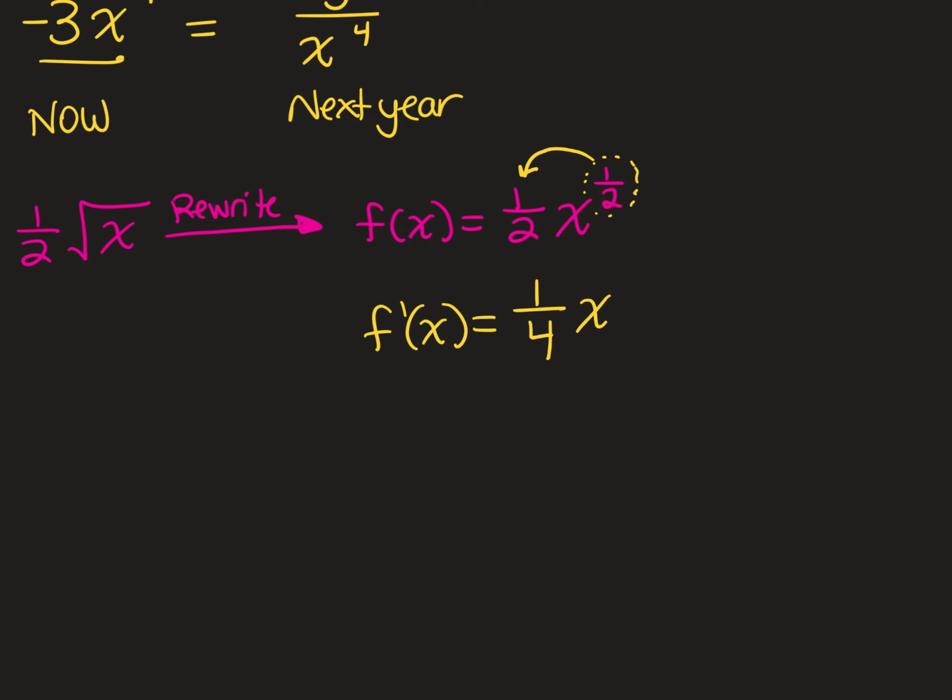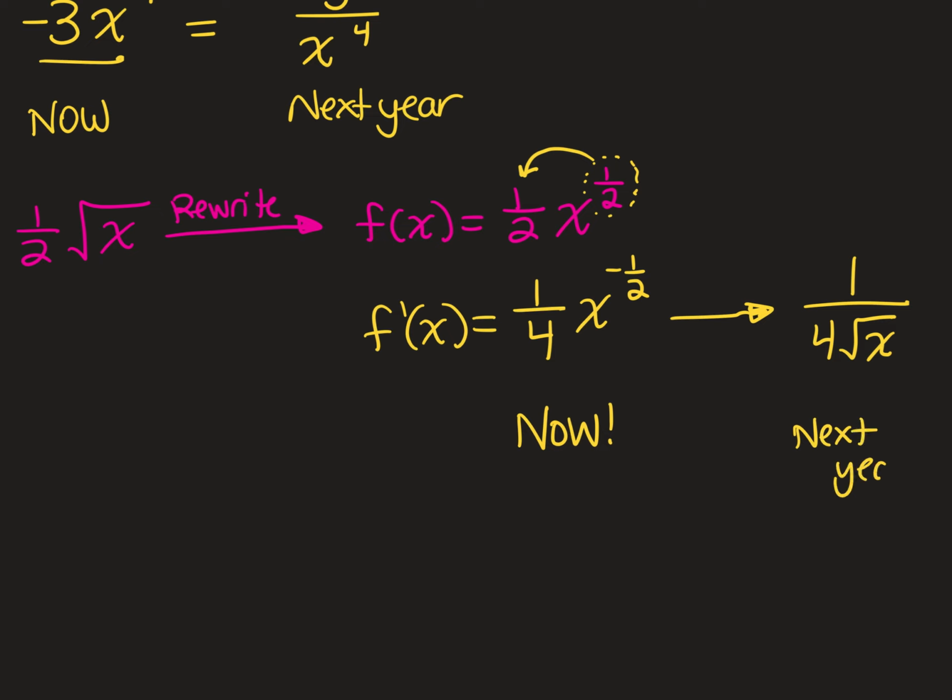Times x to the what? Negative 1/2 again. Very much like what we did in the problem up above. So this is now... If you wanted to write it like you would next year, it would look like this. And again, I'm not going to spend time on how I get this. If you can figure it out, you can go to that. If not, you don't need to, okay? I just want to give you the preview and the challenge if you'd like it.